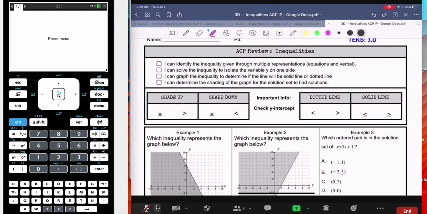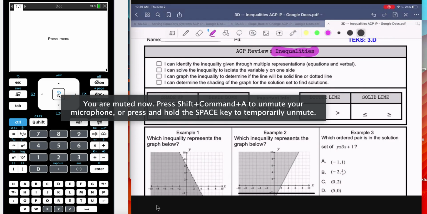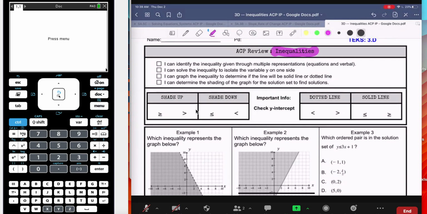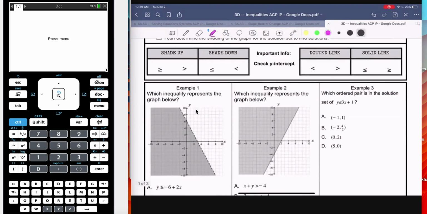Okay, y'all, we are working on inequalities today. For inequalities, some things that we're going to look at are how to shade it and how to determine which line to use. Okay, so to get started, we have some important information here. Anytime I want to start over here with the kinds of lines that we're looking for.